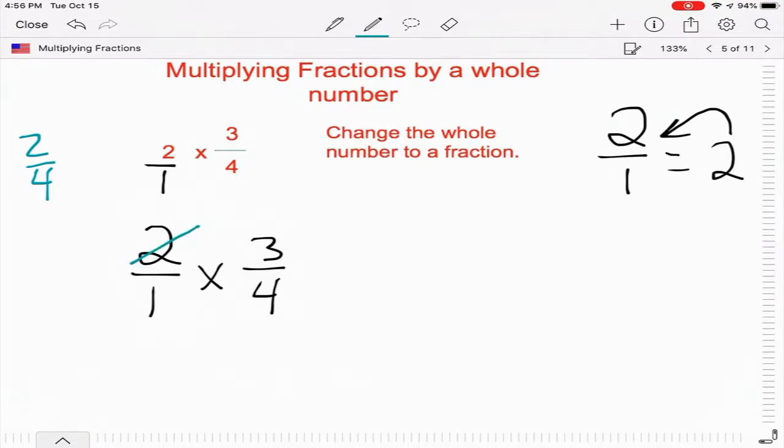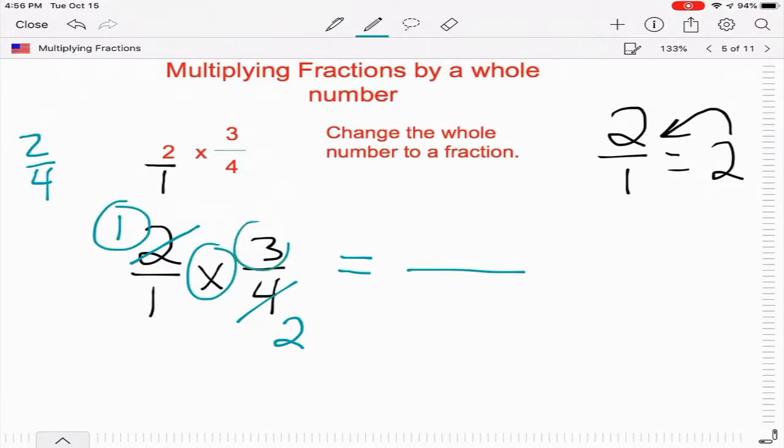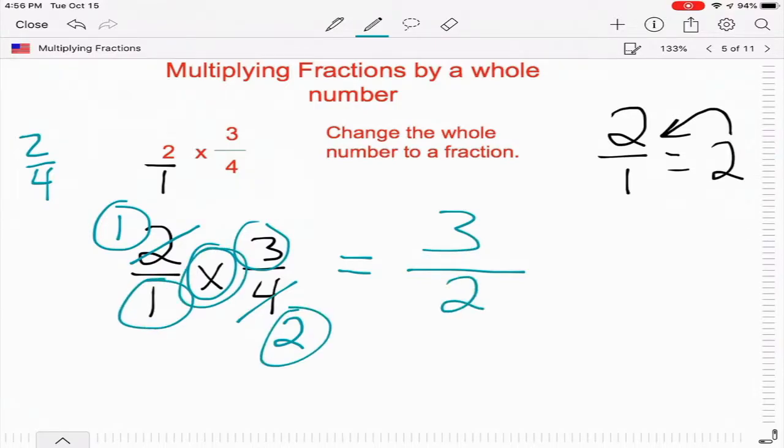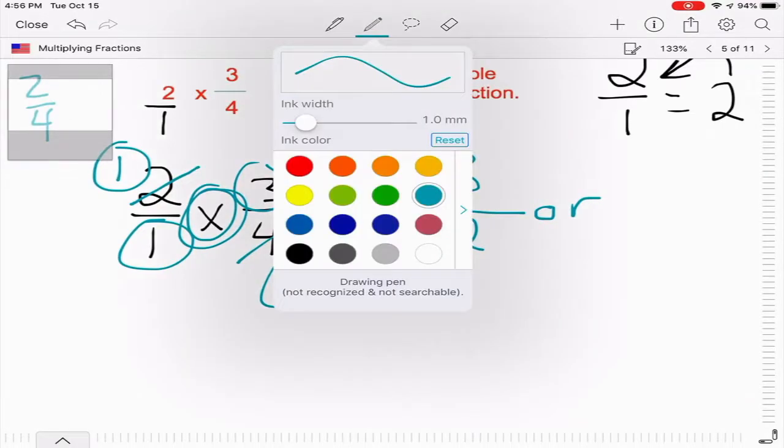I cross out the 2. 2 divided by 2 is 1. 4 divided by 2 is 2. Notice how I'm writing down the answer. I'm not writing down what I'm dividing by, I'm writing down the answer. And now I can multiply and not worry about reducing afterwards. 1 times 3 is 3. 1 times 2 is 2. You're allowed to leave it as an improper fraction. But if you want to convert it to a mixed number, that's also okay.